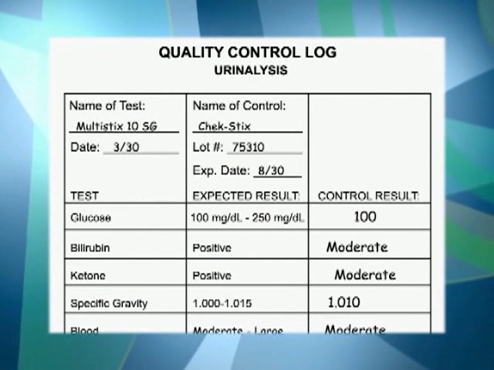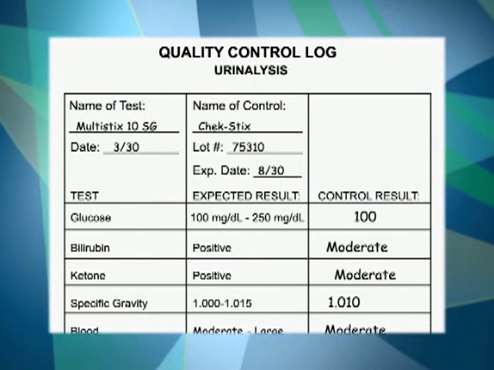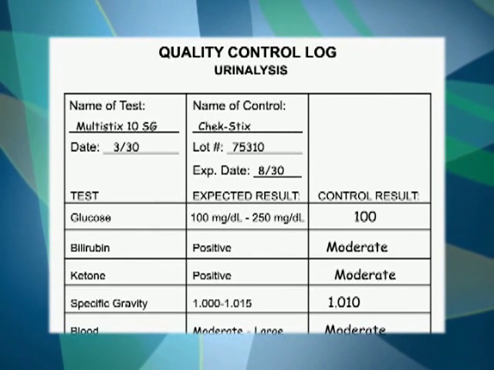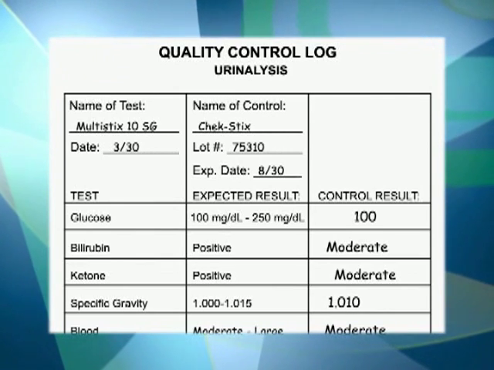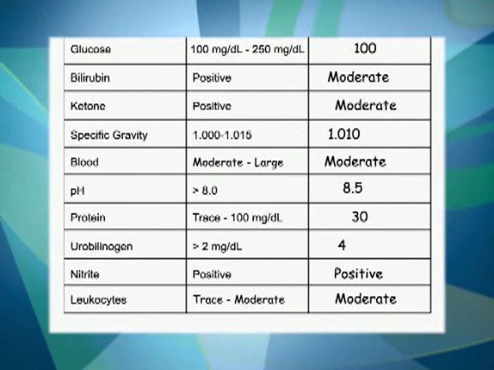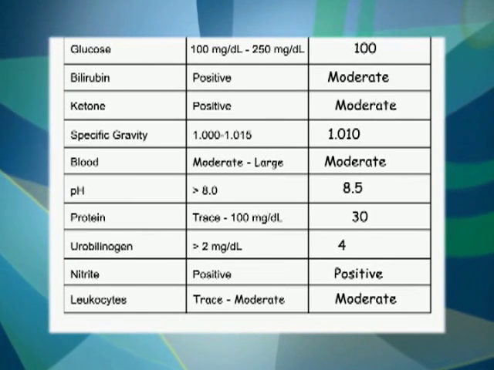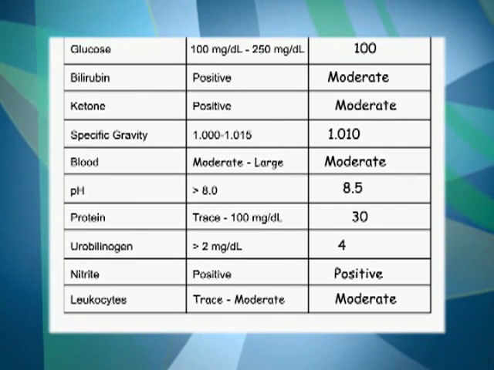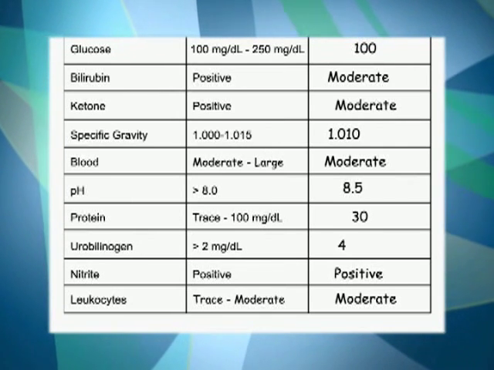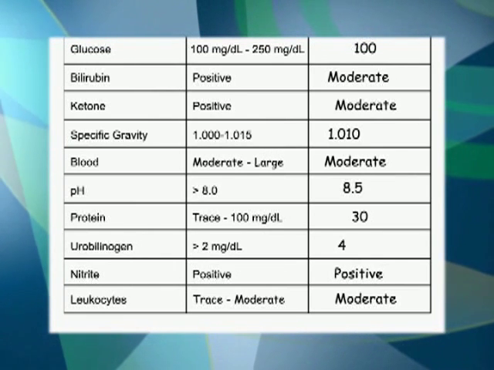As you can see, at the top of the log sheet, you must record the name of the test, the date, the name of the control, and the lot number and expiration date of the control. Record each control result next to its expected result. This includes the results for glucose, bilirubin, ketone, specific gravity, blood, pH, protein, urobilinogen, nitrite, and leukocytes.